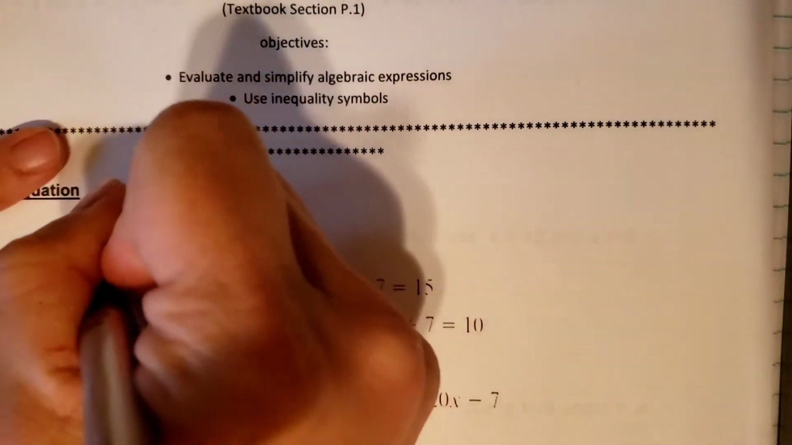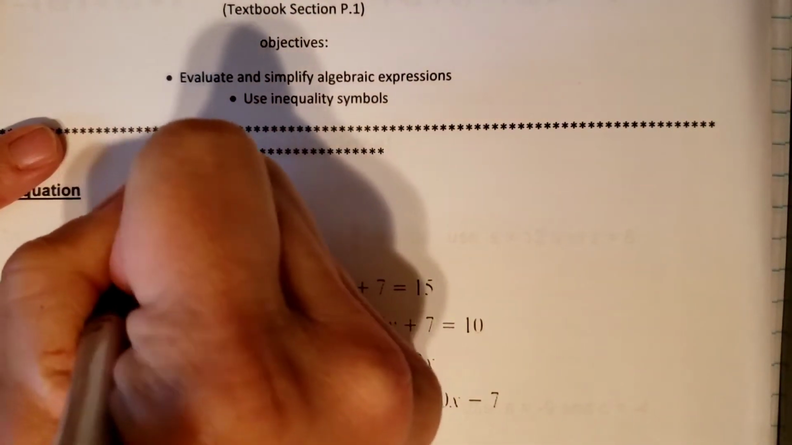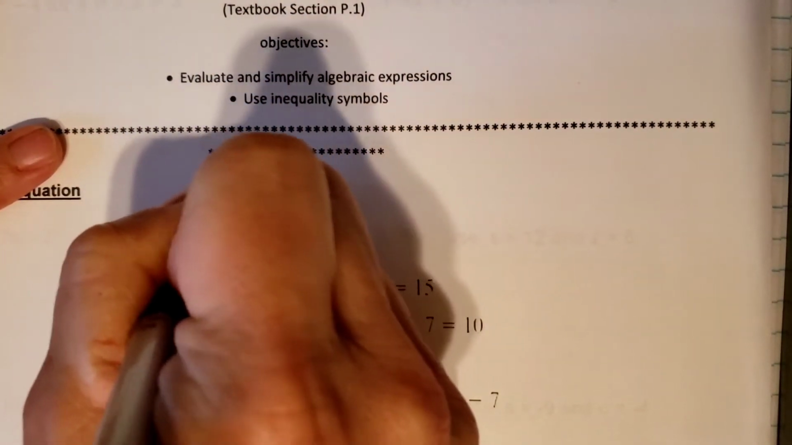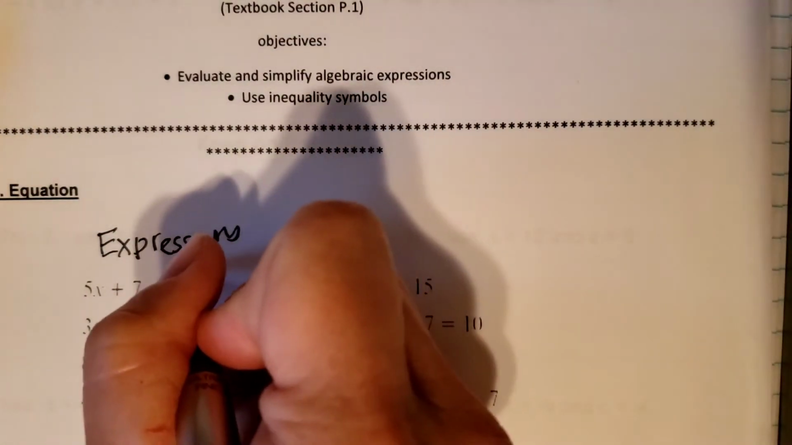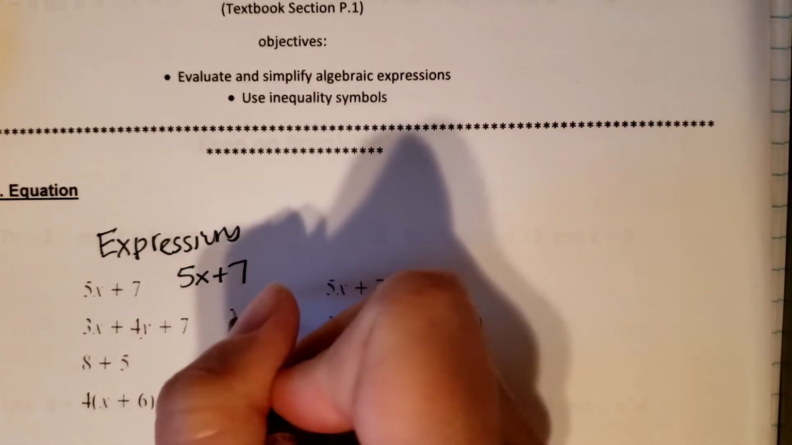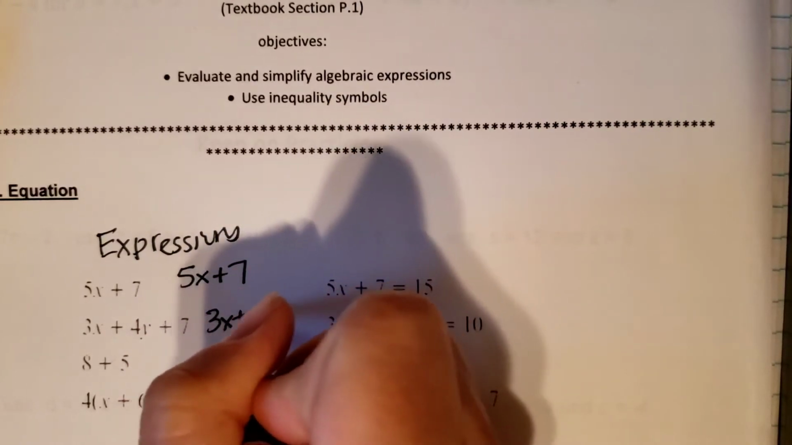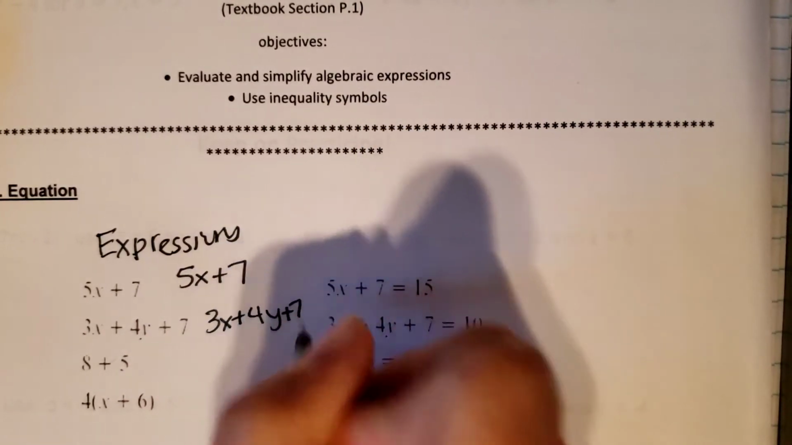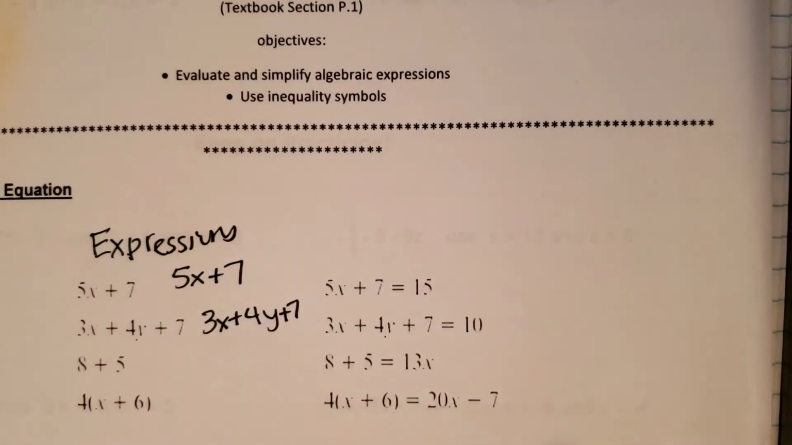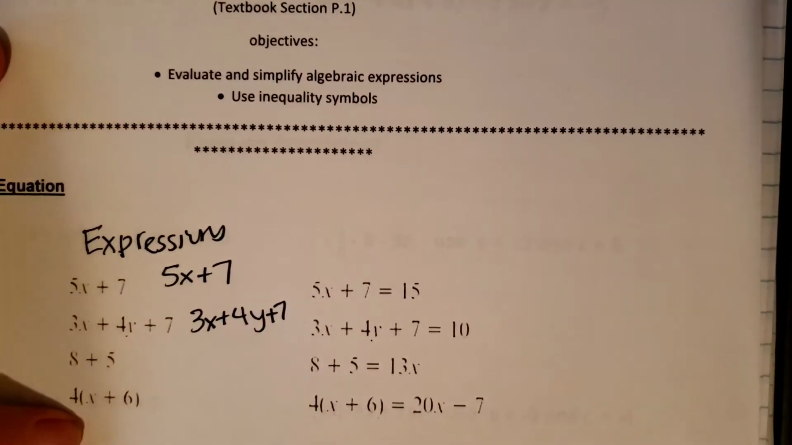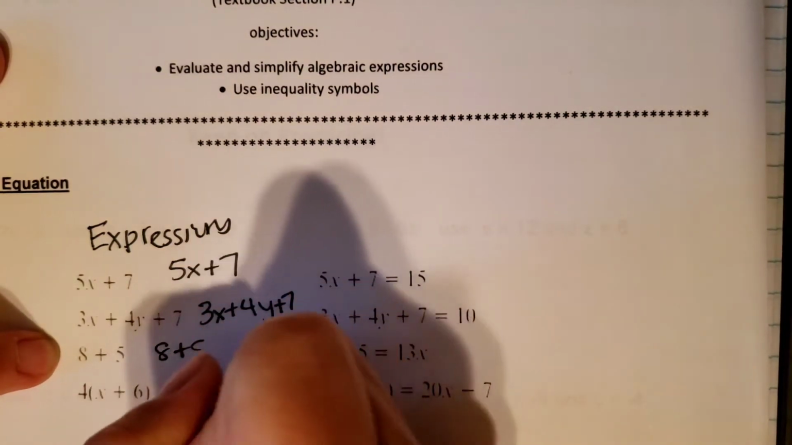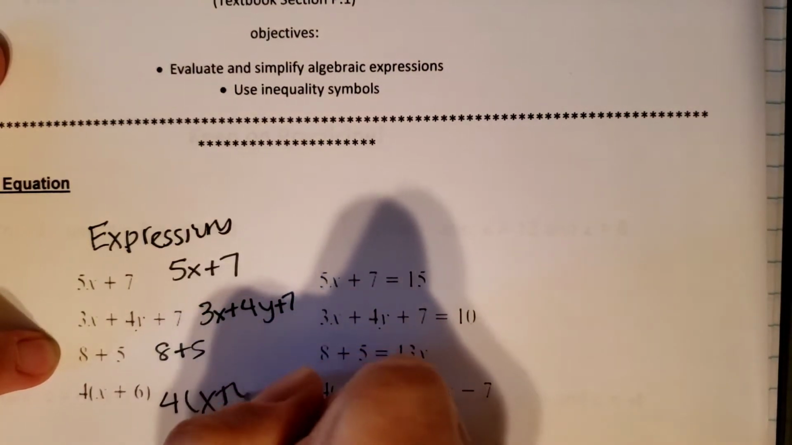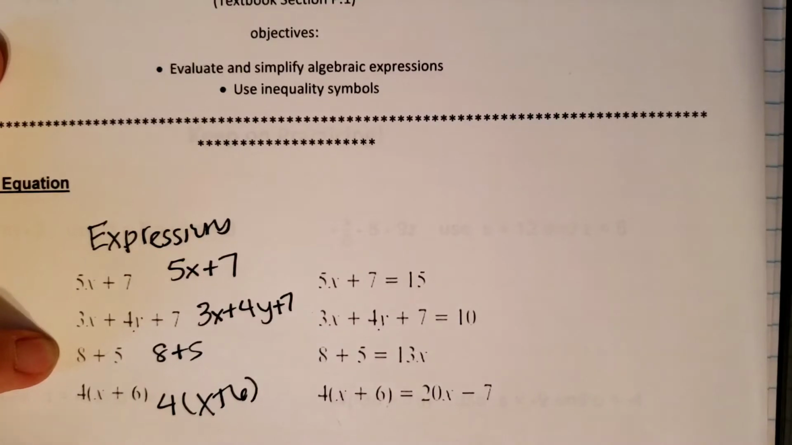So these guys that you see on the left here are expressions. Like this 5x plus 7, it's not very dark, so I'll write it there. This 3x plus 4y plus 7 is another expression. It's hard to even tell if that has a variable in it, but 8 plus 5, and then that's 4 times x plus 6 is also an expression.